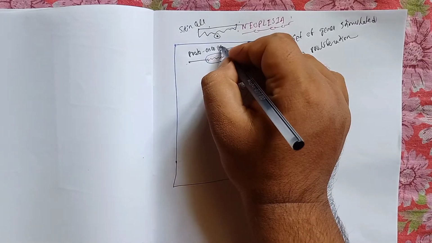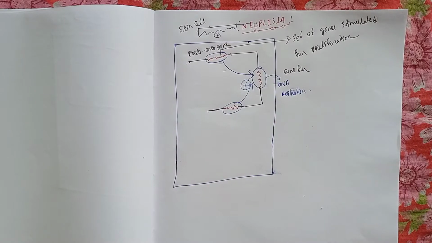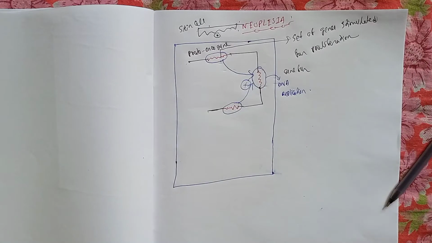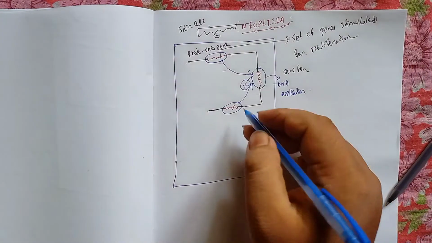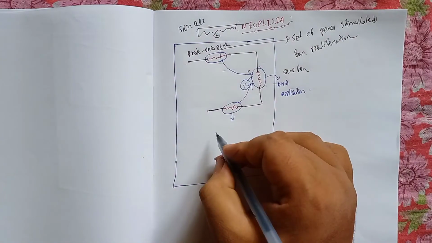This is the proto-oncogene, guys. Whenever these proto-oncogenes are stimulated, they will think of the proliferation of the cells. Then we can see there is another group of genes. What's the name of the genes? It is called tumor suppressor genes.